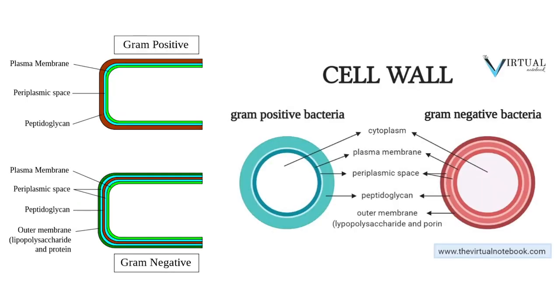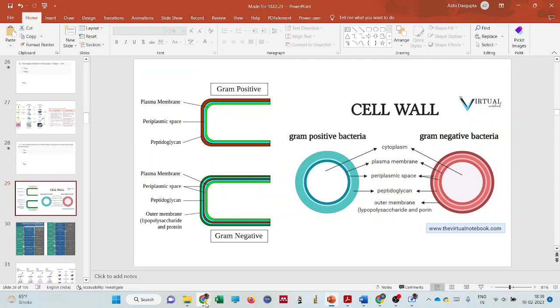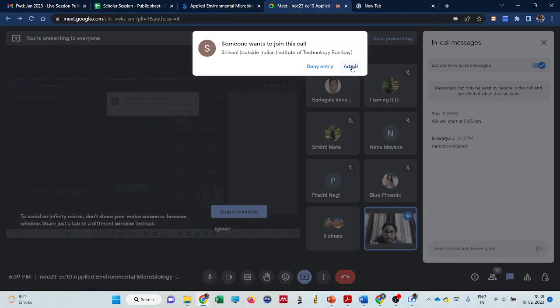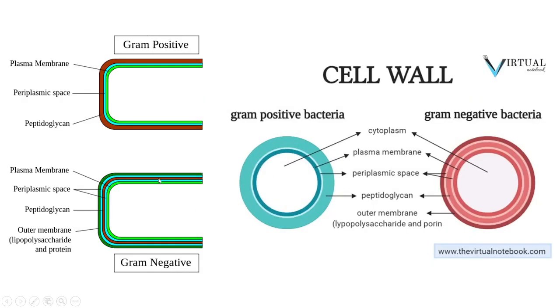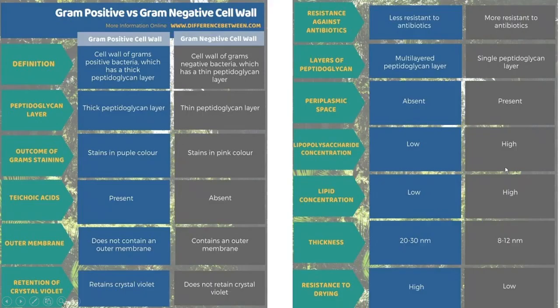So when we talk about the differences among the two bacteria, gram positive bacteria have a plasma membrane, a very less prominent periplasmic space, and a very wide peptidoglycan layer. In case of gram negative bacteria, there's a plasma membrane, a much more prominent layer of periplasmic space, a thinner peptidoglycan layer as compared to gram positive, and an outer membrane of lipopolysaccharide and protein. So these are the basic differences of gram positive and gram negative bacteria.